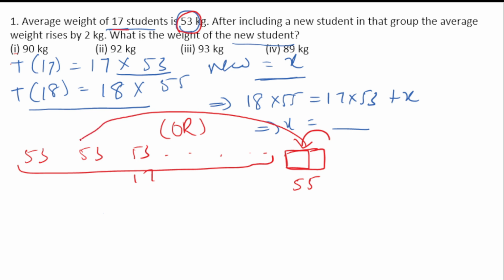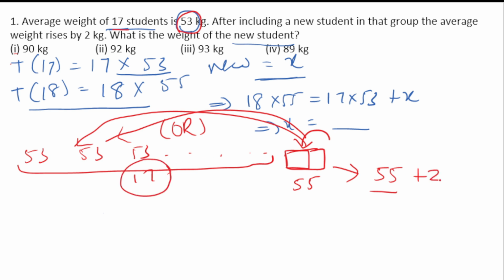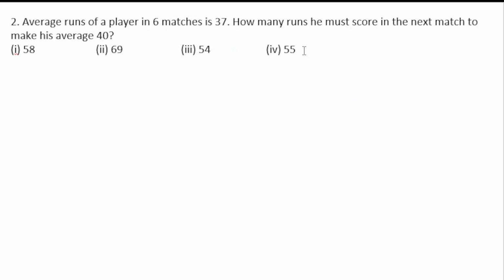So when this new student is added, the average rises by 2 kgs. So this new student gave 2 kgs to each of these 17 students. Okay. So this new student's weight will be the new average, 55, plus he gave 2 kgs to each of the 17 students. 2 kgs into how many students? 17. So it is 55 plus 34. It is 89. So the weight of the new student is 89 kgs. It is the fourth option.